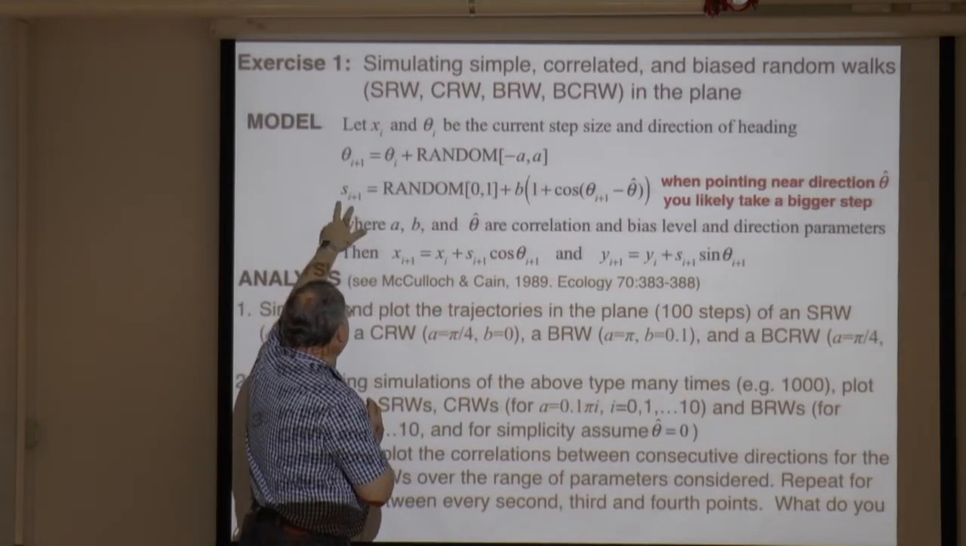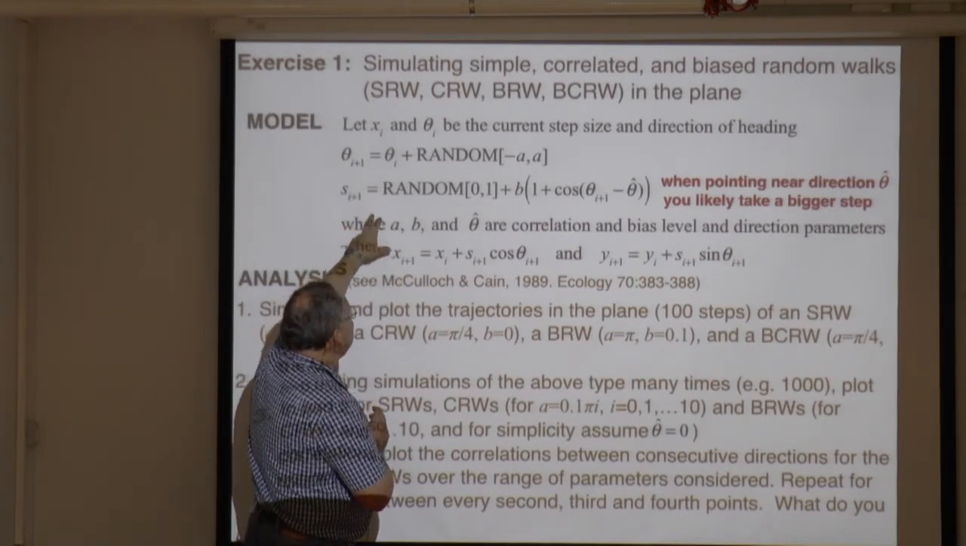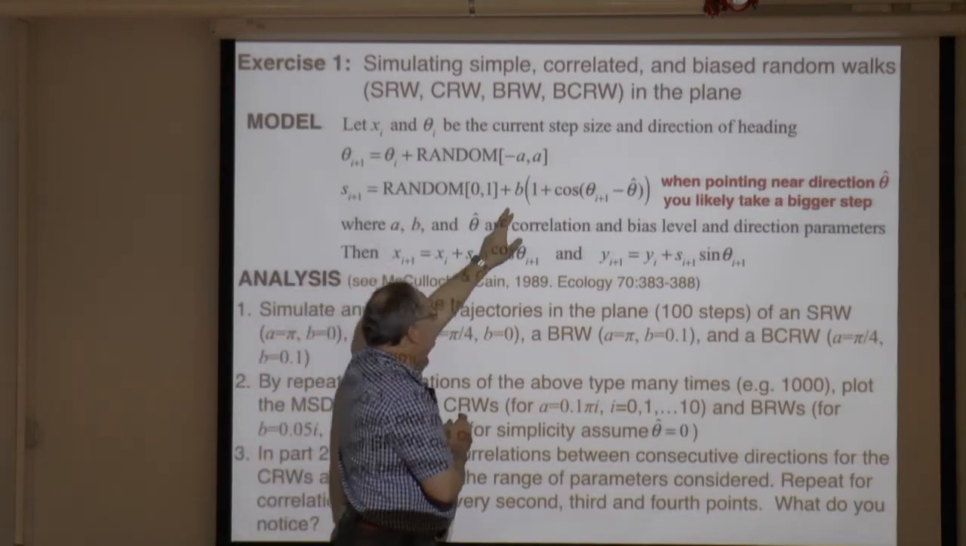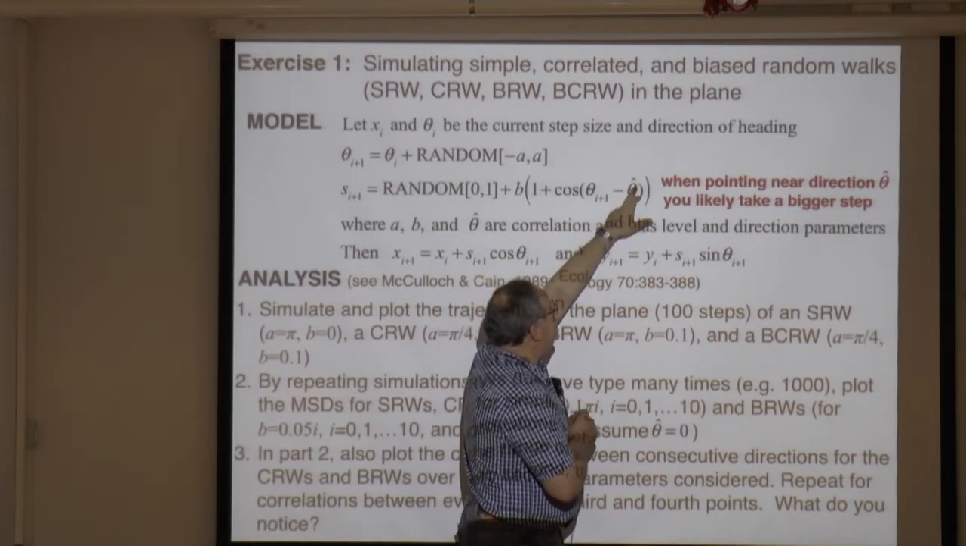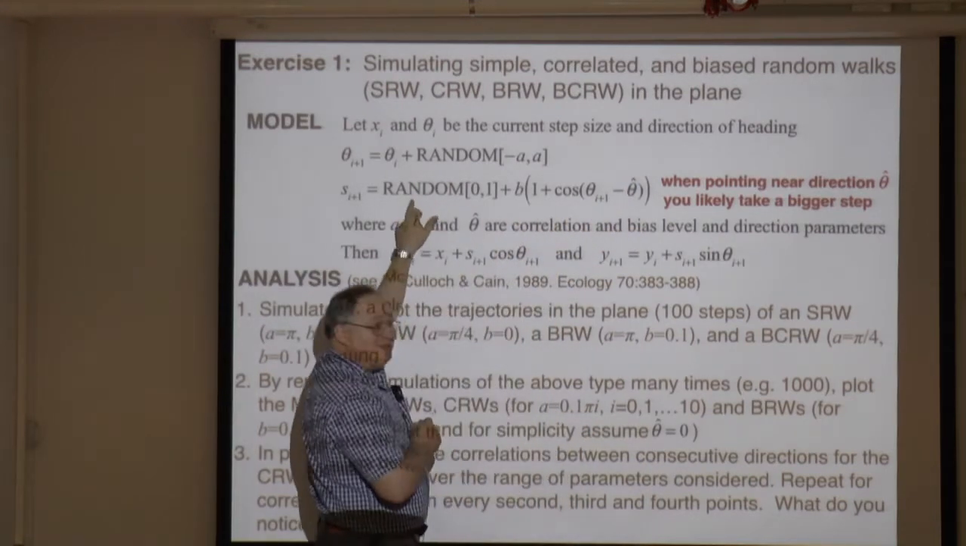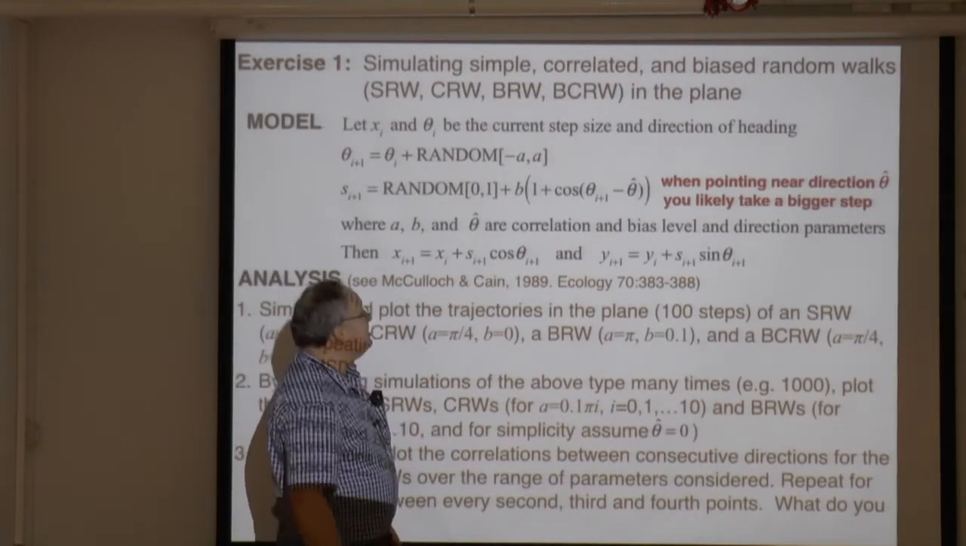And here, if this is your step size, it could be random, but if you have a particular direction so that when you're pointing in this direction your step size is bigger than random, then it's kind of pulling you over in that biased direction.